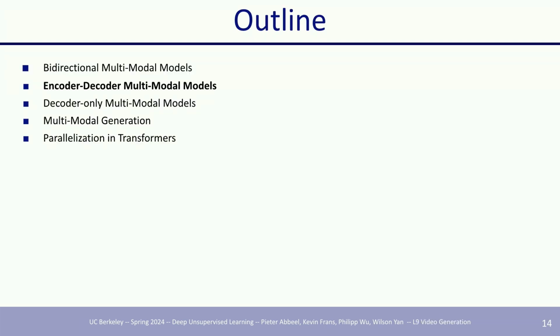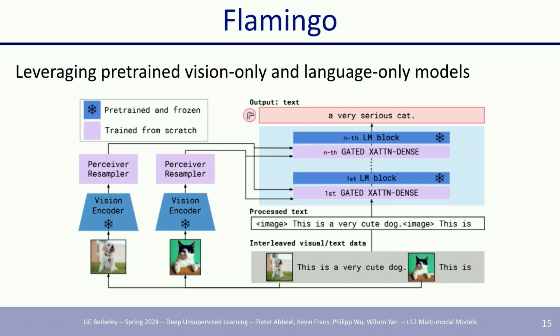Cool. Okay, so those are that class of bidirectional multimodal models. Now I'll be covering different kinds of more transformer-focused models: encoder-decoder, decoder-only, and multimodal generation. The first one would be encoder-decoder style models. The first one is Flamingo.